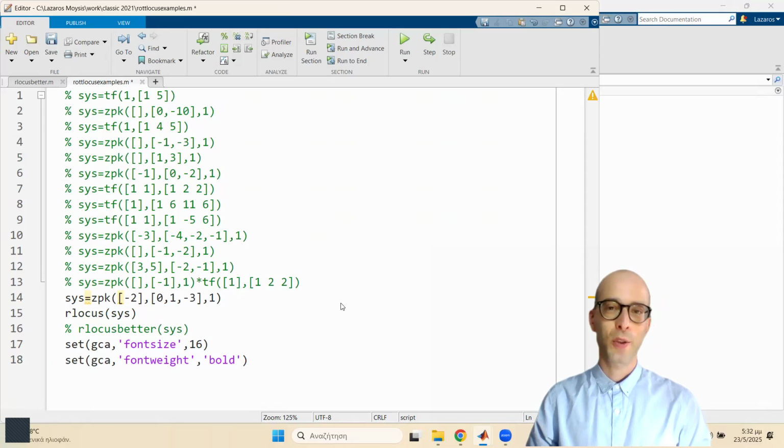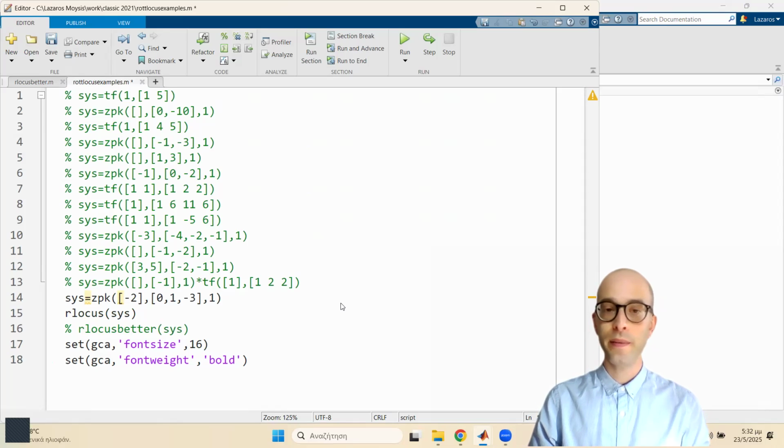Greetings everybody. So in this short video, we are going to create a variation on the root locus function in MATLAB to add the asymptotic lines that the root locus follows.